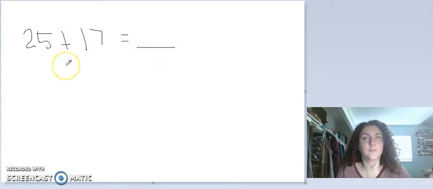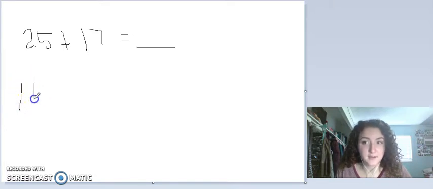So we have a saying in our class where when we don't know what to do, we draw a picture. So we're going to draw a picture of the 25. So that's 10, 20. These dashes count as 10. And then for the ones, we just do dots or circles. So that's 24, 25. Then we're going to draw 17. So that's 10, 11, 12, 13, 14, 15, 16, and 17.